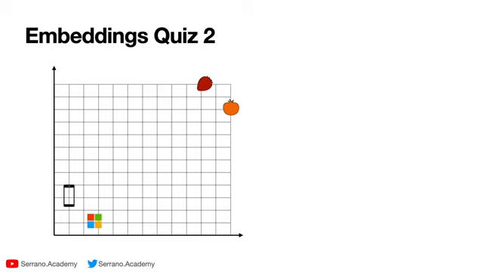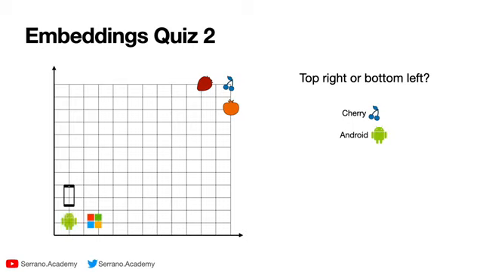So now you're going to tell me if things go on the top right or on the bottom left. Let's do a quiz, so you think it in your head and I'm going to be telling you the answers. Where would you put a cherry? Well, a cherry is a fruit, so it'll probably go somewhere in the top right. Where would you put Android? Well, it's a technology brand, so it would probably go close to the phone and close to the Windows logo. Where would you put a laptop? Well, it's technology, so it'll probably go on the bottom left. Where would you put a banana? Well, probably on the top right because it's a fruit. Where would you put an apple?